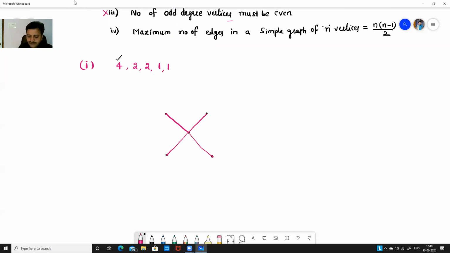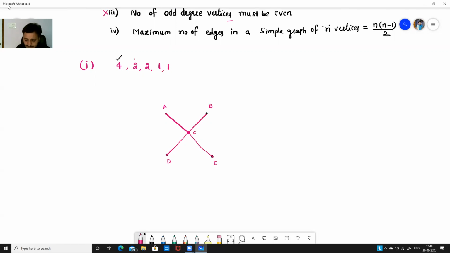So clearly, this is a vertex which is having degree 4, right? Let me call the vertices A, B, C, D, E. So clearly, C is having degree 4.